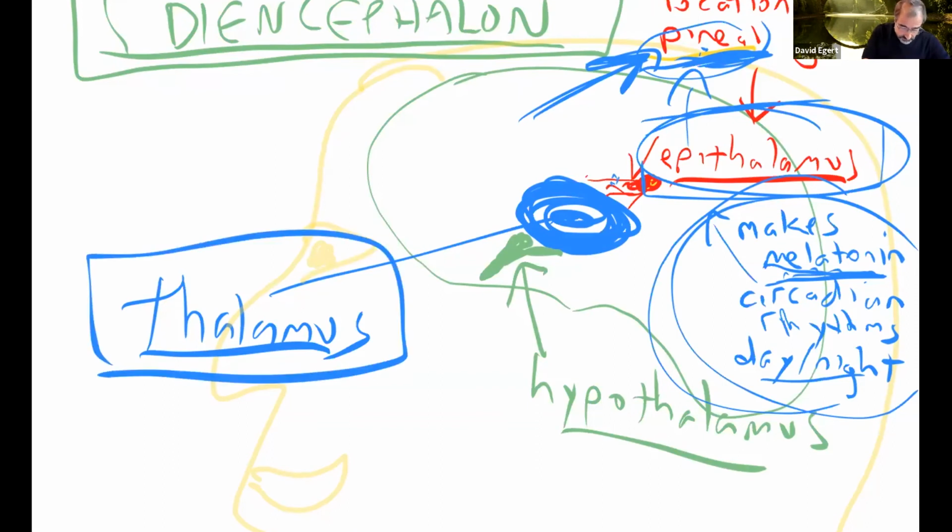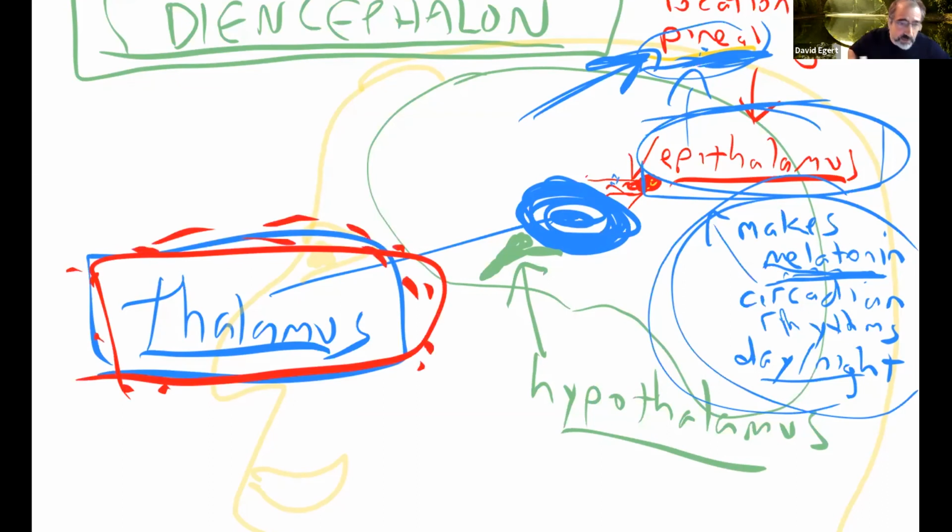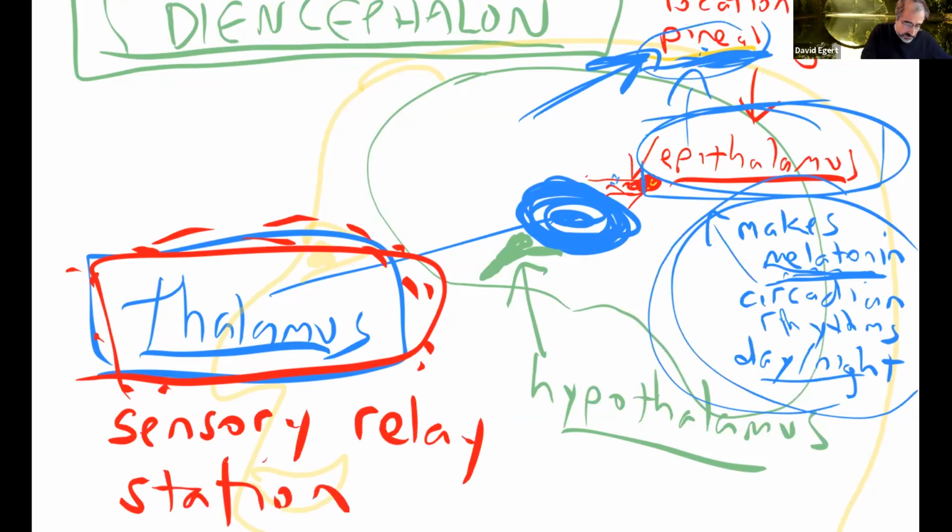Thalamus. The thalamus does a variety of things, but one of its main functions is being a sensory relay station. Relay meaning take the information in and then send it off up into the cortex. Pretty much most of your senses come into here, synapse here, and then get sent up into the cortex for further processing.